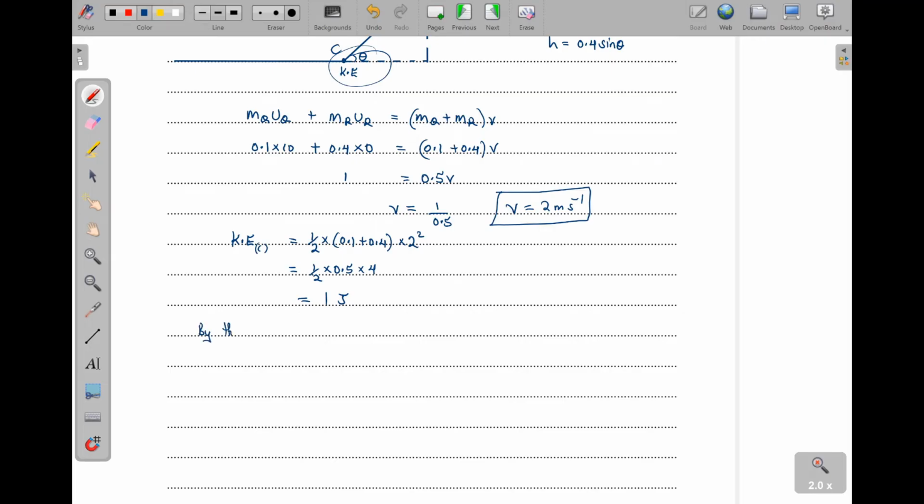So that's why I'm saying, let me write it also. By the time the combined particle reaches F, all its kinetic energy has been converted to potential energy.